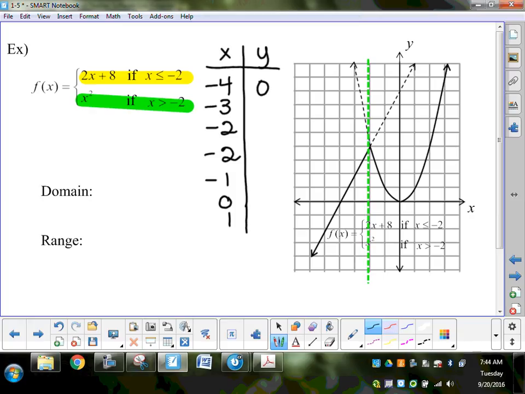Next one up, -3. -3 uses that yellow piece. And when I plug that in, 2 times -3 is -6. Add 8 to it, and that gives me a +2. At -2.